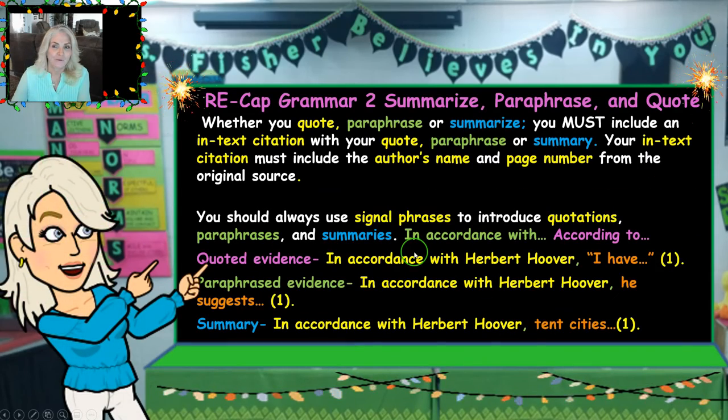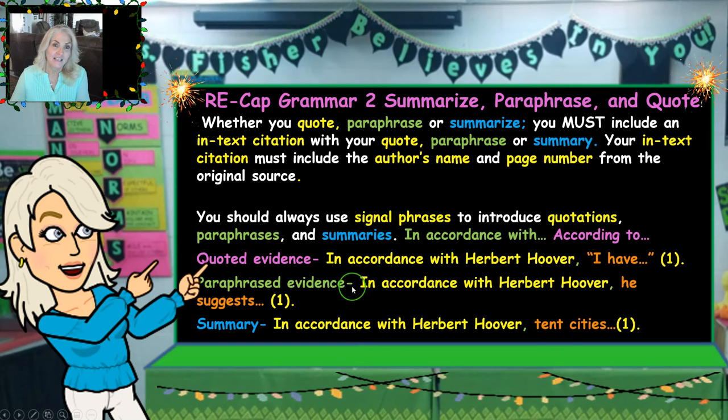We learned in grammar number 2 that whenever we summarize, paraphrase, or quote, we must include the in-text citation. It must have the author's name and the page number. We learned how to do that for quoted evidence by using these signal words: in accordance with or according to. So for quoted evidence: in accordance with Herbert Hoover, comma, space, quote, and then in quotes, word for word, what you got out of his reading.